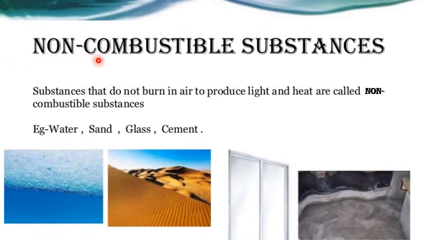Non-combustible substances are substances that do not burn in air to produce light and heat. Such substances are called non-combustible substances. For example, water, sand, glass, cement, even metals. All these are examples of non-combustible substances.